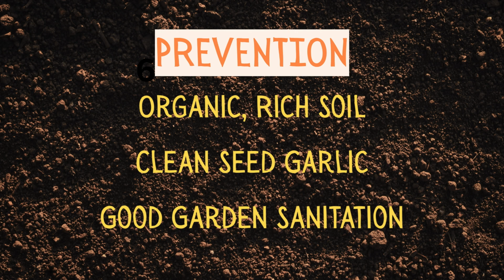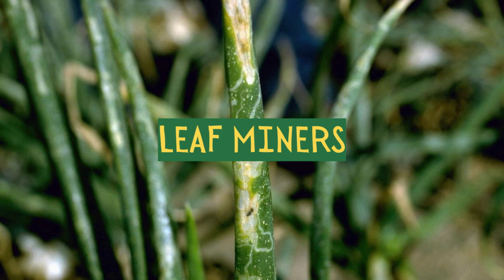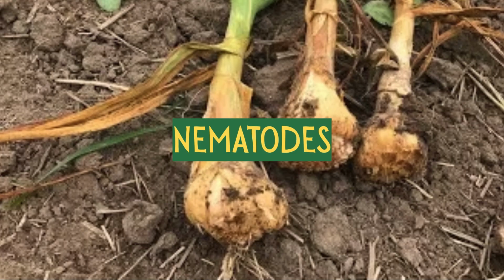If you suspect bulb mites, hot water treatment of seed garlic, 130 to 140 degrees for 10 to 20 minutes, can eliminate them. Leafminers create those distinctive white winding trails on leaves. Use floating row covers to prevent the adult flies from laying eggs, and introduce parasitic wasps if you can source them locally. Garlic bloat nematodes are more serious.